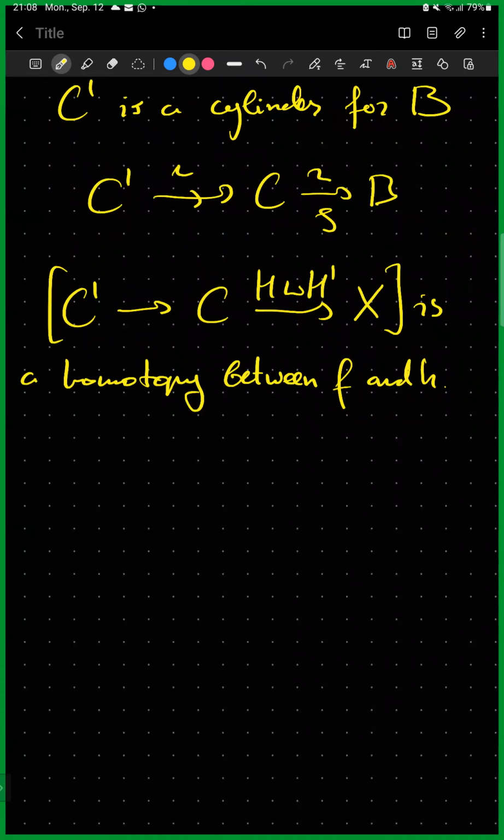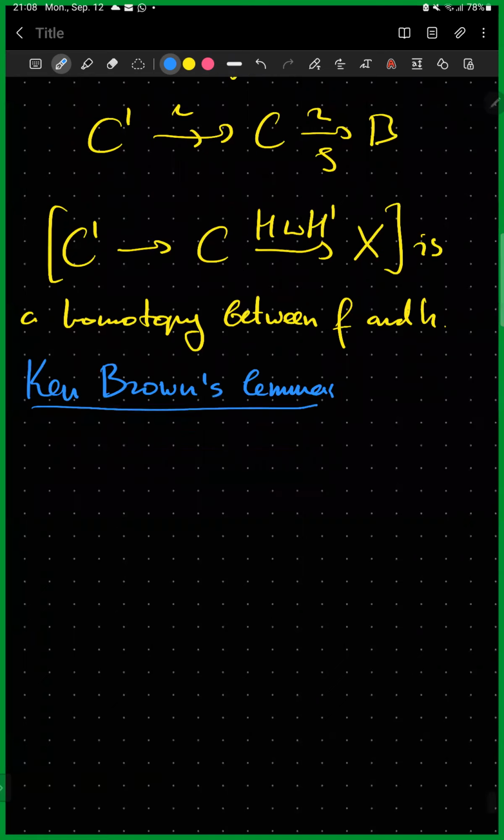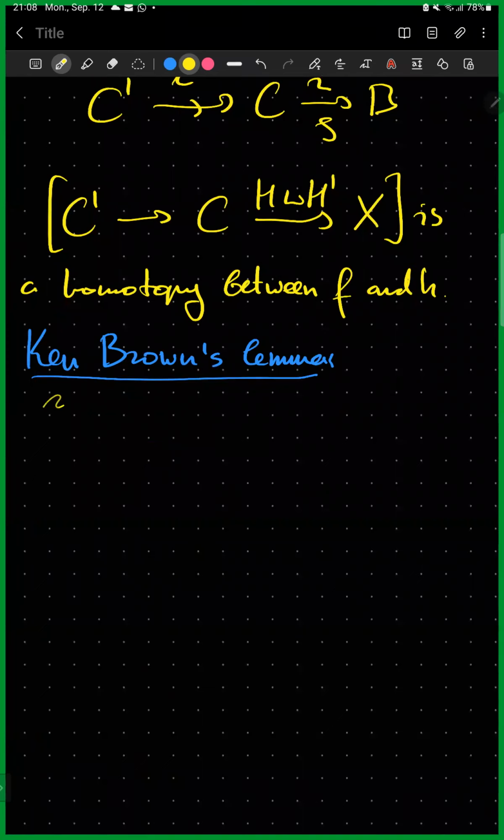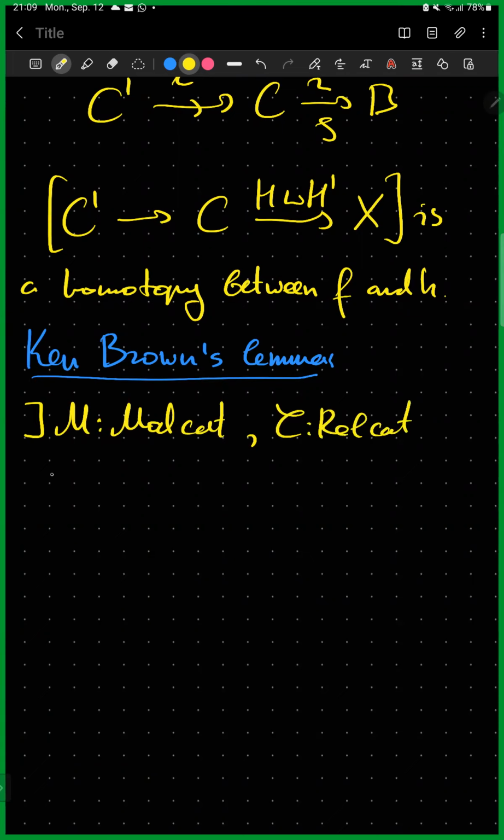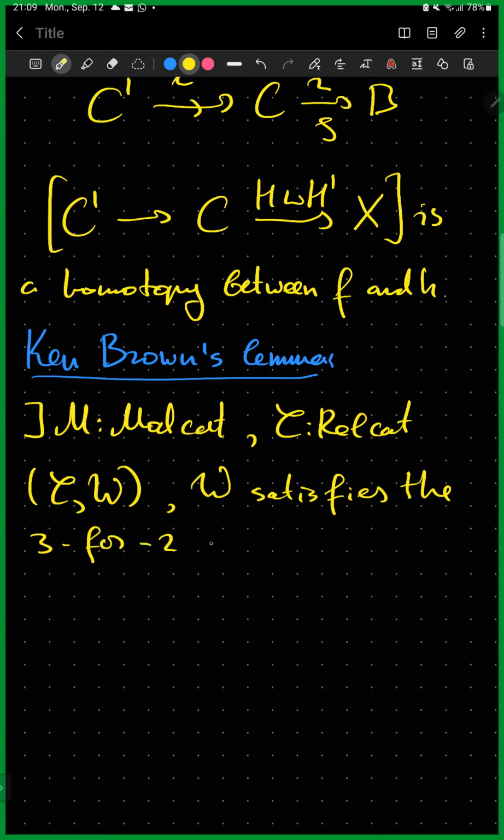So let me briefly explain what it is. Once again, assume that we have a model category M, and we also have C, a relative category, meaning that it is a pair (C, W) where W satisfies the 2-out-of-3 property.